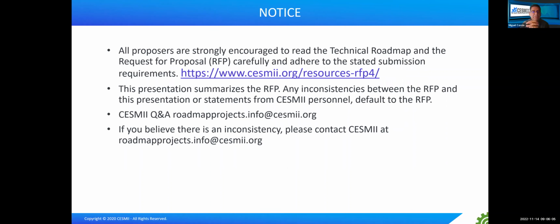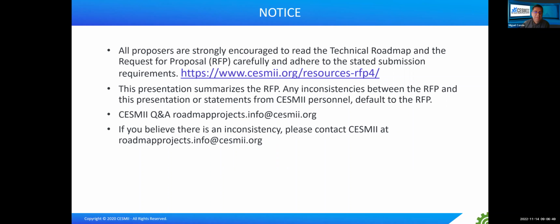We are asking you to provide questions directly to us if you've come across anything that needs to be clarified. We are using roadmapprojects.info@cesmii.org as our default email for questions and answers. Also, if you find any discrepancies between what you hear today and the RFP itself, or if you find that something is not completely accurate, please let us know immediately. By default, we are following the RFP. That is the official document. So if we say something contrary to that, the RFP is going to take precedence. Just keep that in mind.